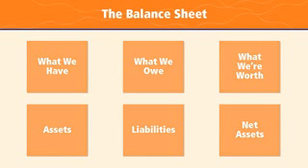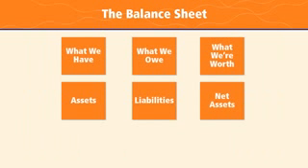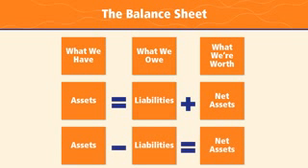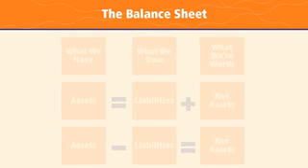So thinking about the three sections of our balance sheet of assets, liabilities, and net assets, or what we have, what we owe, and what we're worth, we can understand the fundamental equation that governs our balance sheet. Our assets equals our liabilities plus our net assets. Another way you can think about that exact same equation is assets minus liabilities equals net assets, or what we have, take away what we owe others, and we're left with what we're worth.